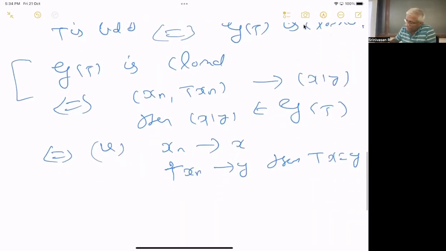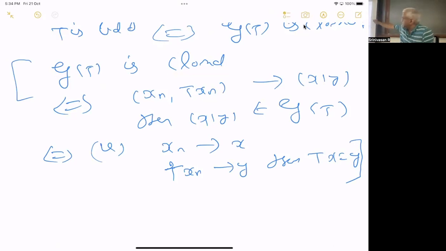Certainly, if T is bounded, this will hold. The closed graph theorem says the other way is also true. So this is the condition for the graph being closed: Xn converges to X and T of Xn converges to Y, then Y should be equal to T of X. This is what it means for the graph to be closed, and I have just written the definition. G of T is closed.